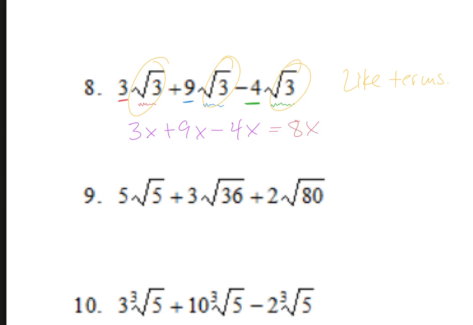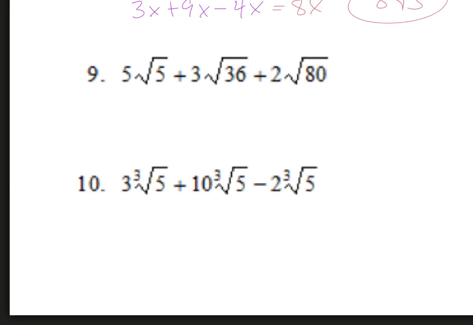Well, guess what? This is 3 square root of 3 plus 9 square root of 3. That's 12 square root of 3. 12 square root of 3 minus 4 square root of 3 is 8 square root of 3. 8 square root of 3. We're done. Oh no, we don't have like terms, but maybe we could. So we just have to simplify each piece.